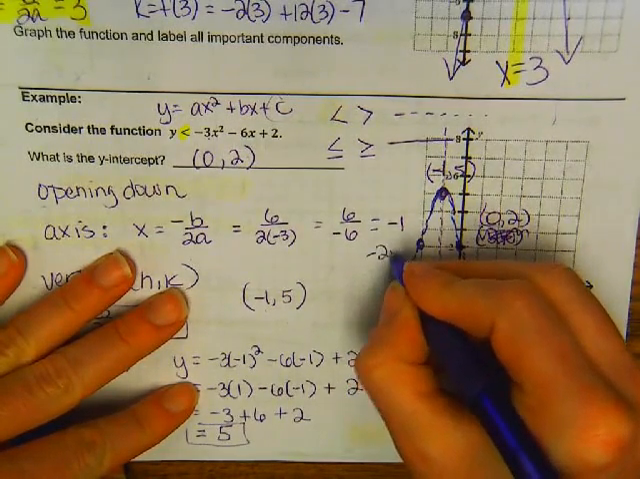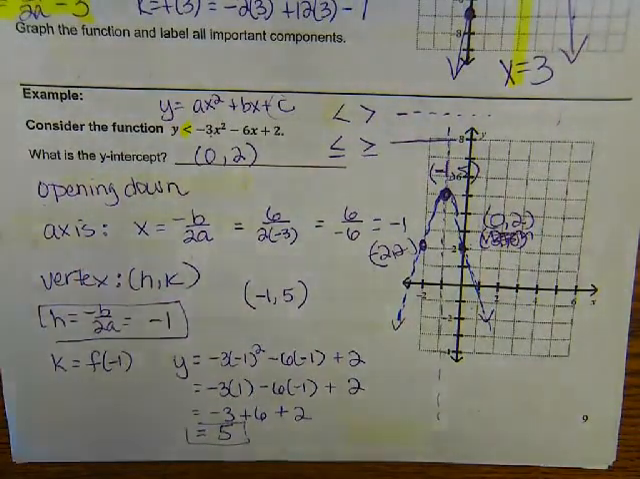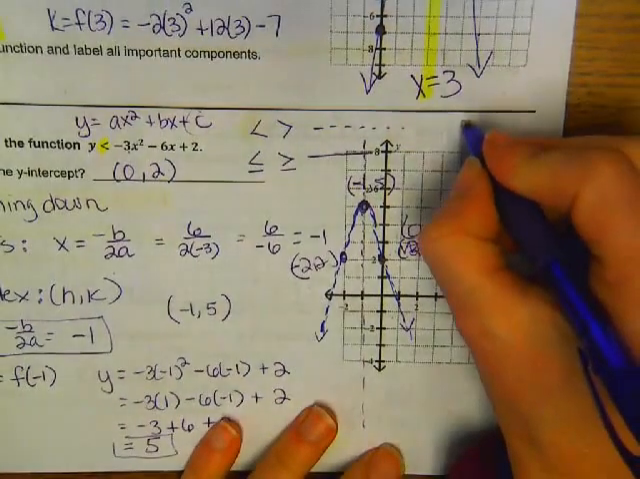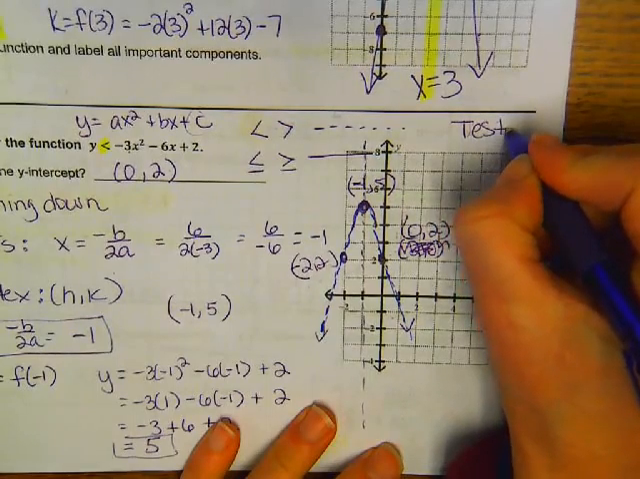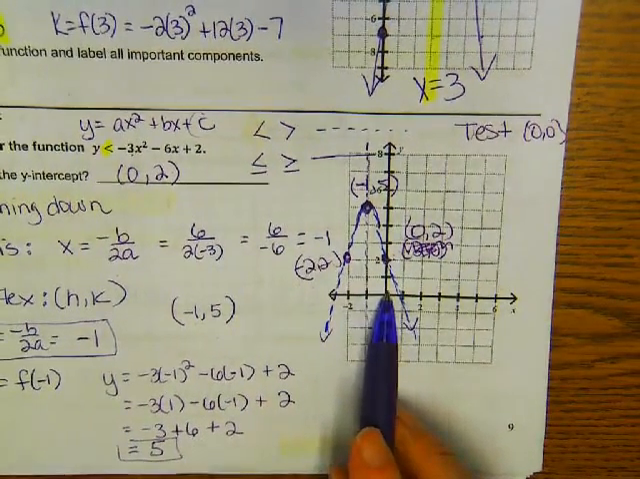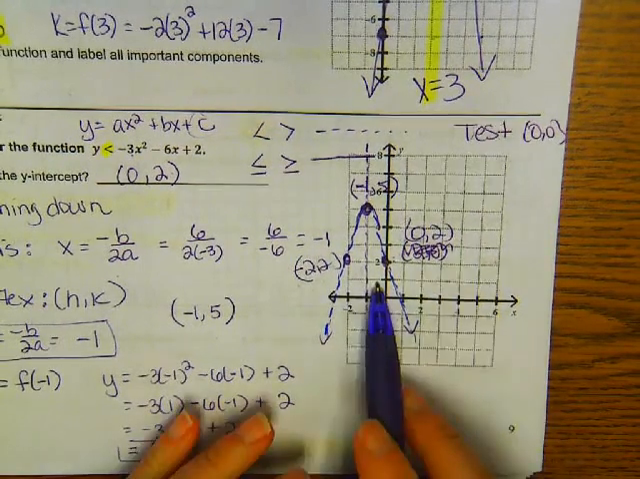Okay, last part of this. We need to test a point for shading. We did a lot of this with lines. I'm going to test the point 0, 0. We basically have inside the parabola or outside the parabola. 0, 0 is clearly inside the parabola.